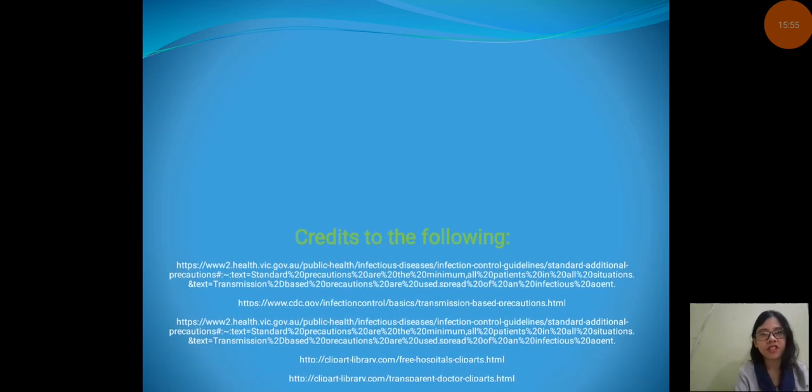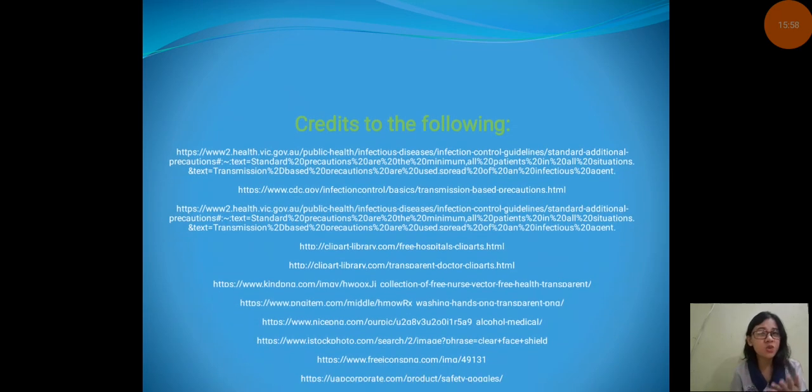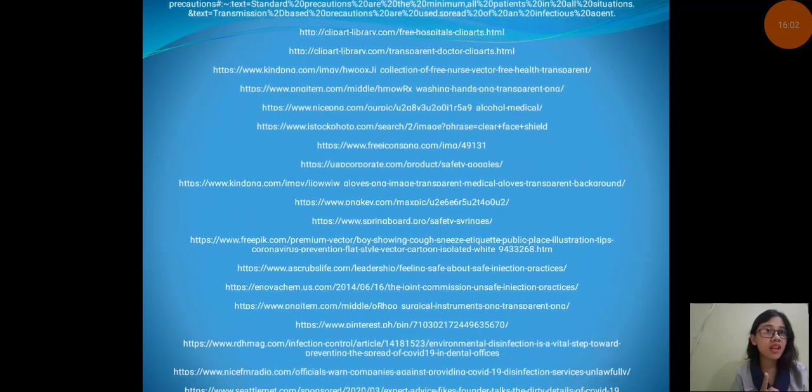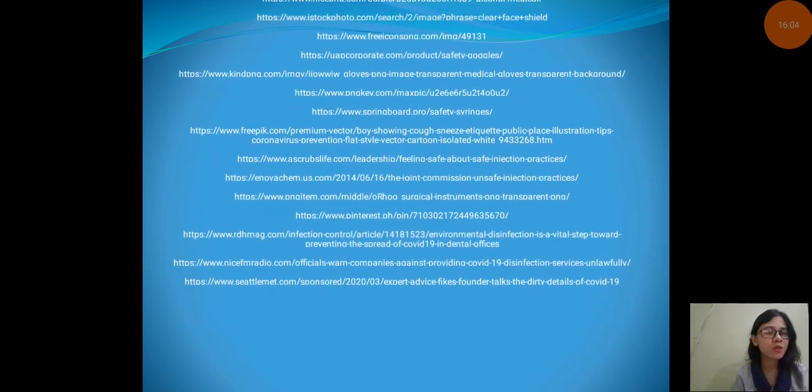So, both standard and transmission based precautions are vital in a healthcare facility, especially nowadays with the ongoing pandemic. So, to prevent more victims, these precautionary steps must be done.